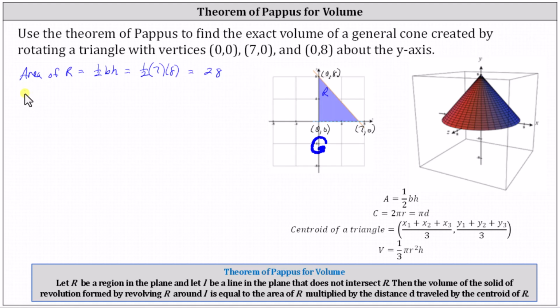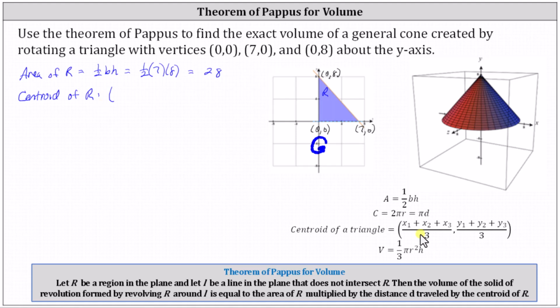Next, we need to determine the centroid of the region R, or the triangle. The centroid of a triangle is the point of intersection of the three medians. Or physically, if we think of the triangle as a thin plate of metal and turn the triangle horizontal to the ground, the centroid would be the point at which the triangle balances.